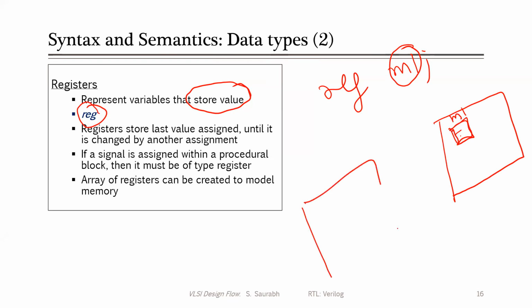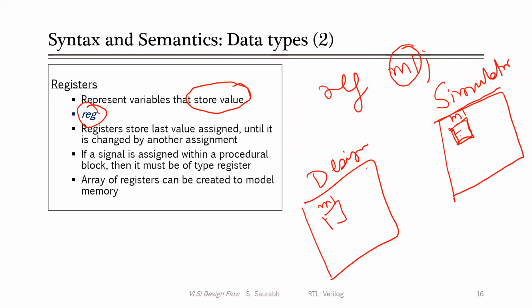It is not that your design, which you are modeling, will have a memory location as M1. That is not the correct way to think. The correct way to think is that the simulator has various memory locations, and whenever you declare reg M1, the simulator allocates a memory location named M1 while doing the simulation. Registers store the last value assigned to them until it is changed by another statement.